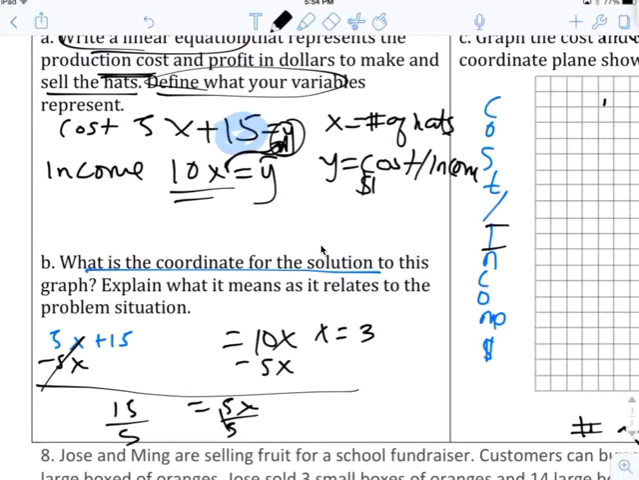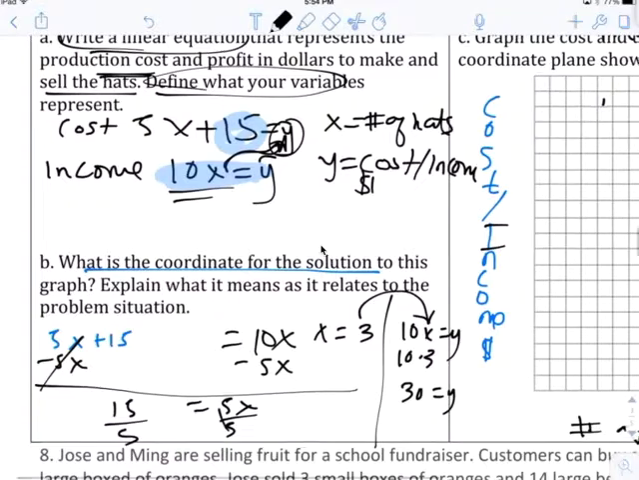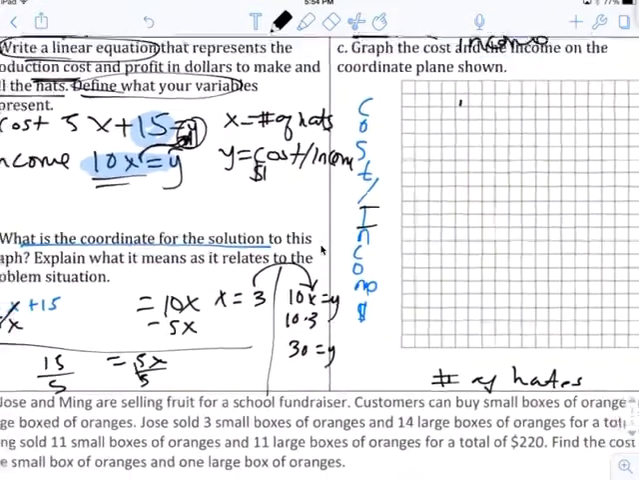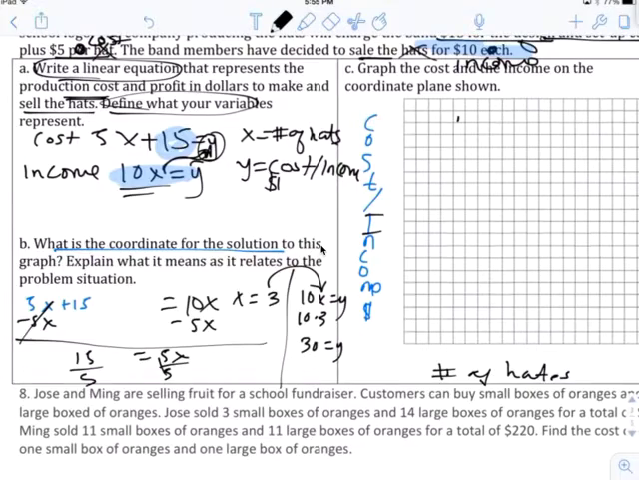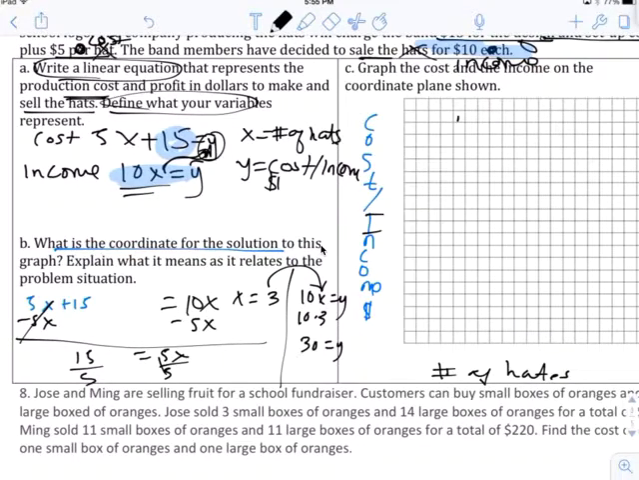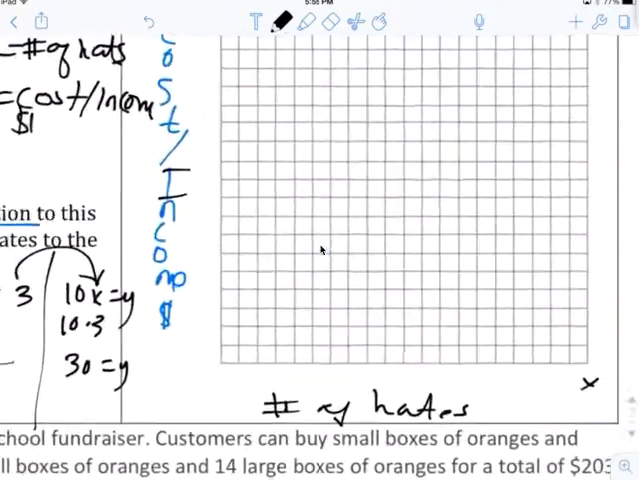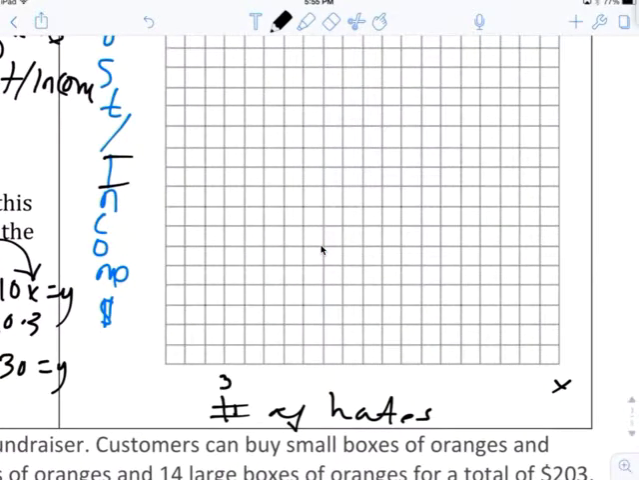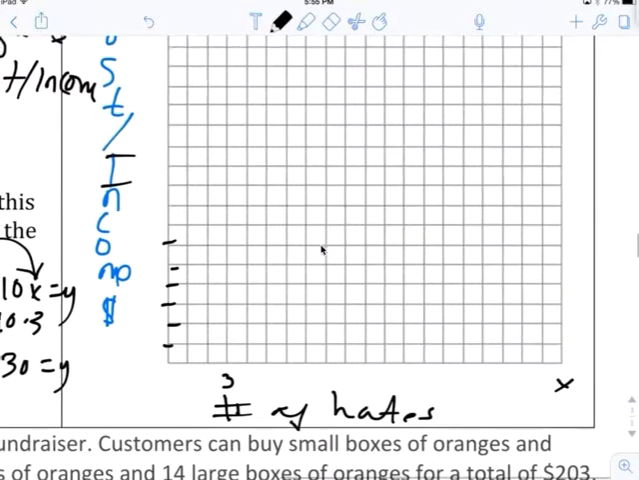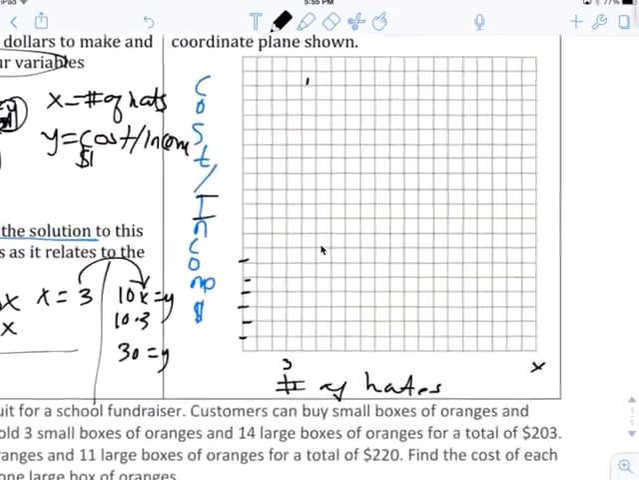To find y, you need to take this equation, the easier of the two. 10x equals y. X is 3. So 10 times 3, which is 30. That's what y is. So the graph is going to meet at (3, 30). So when you graph it, you go to (3, 30) right there. 5, 10, 15, 20, 25, 30. Even my 2's.